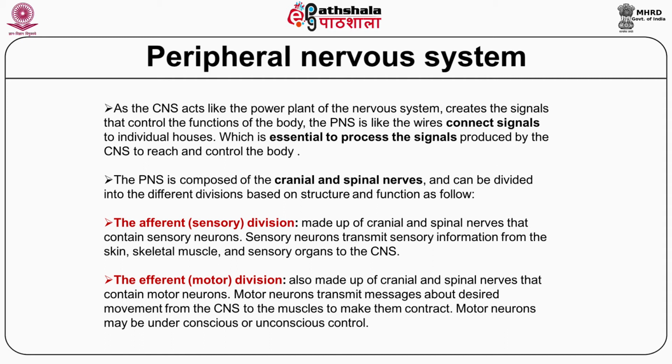And the second division we have is the efferent or the motor division. It is also made up of cranial and spinal nerves that contain motor neurons. Motor neurons transmit messages about desired movement from the central nervous system to the muscles to make them contract. Motor neurons may be under conscious and unconscious control.